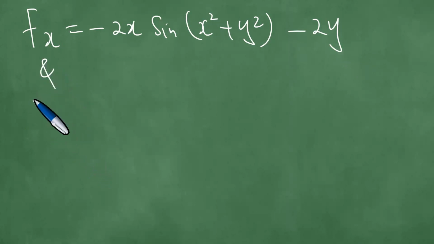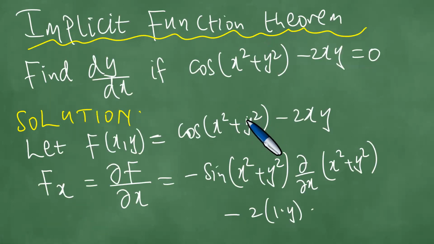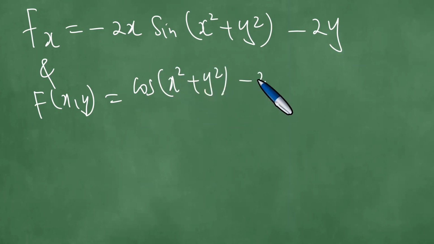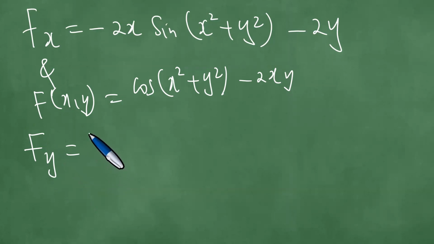And the multivariable function we got, which is cosine minus that. Cosine of x squared plus y squared minus double xy is a multivariable function. It is a bivariate function. But from this bivariate function, we want to find f sub y, which is the partial derivative of f with respect to y. What is the partial derivative of the cosine?